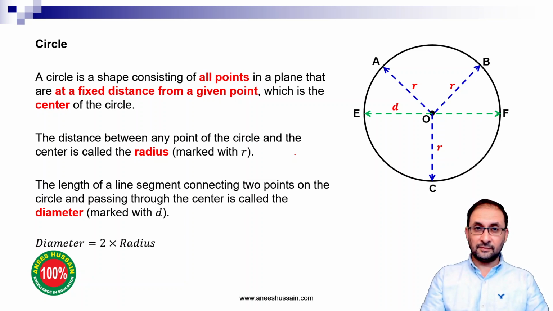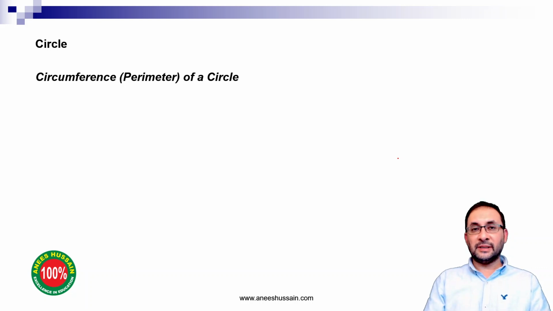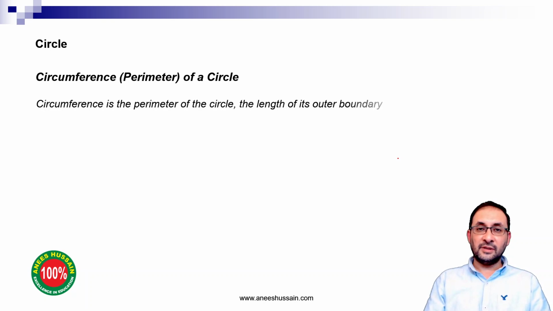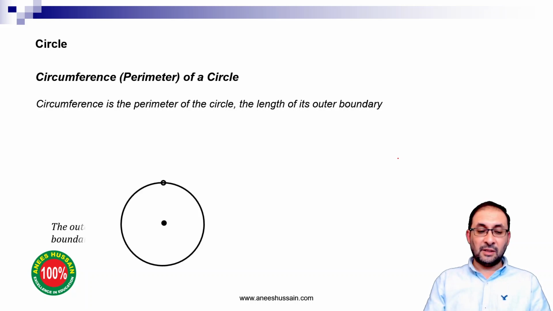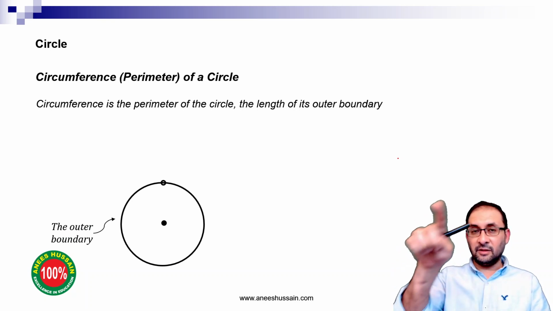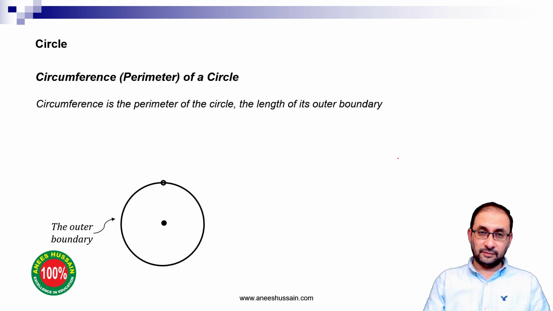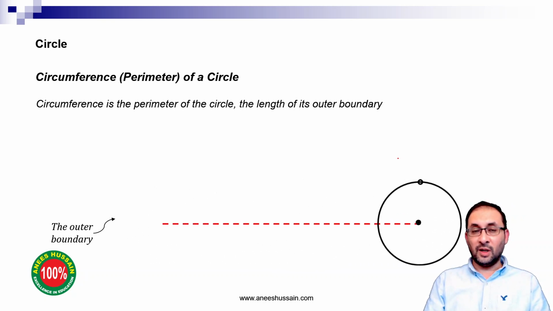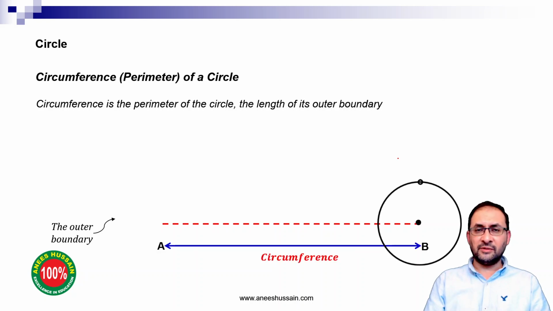We will now learn how to calculate the length of the circumference of the circle. Remember, the circumference is the perimeter, the length of the outer boundary of the circle. In this circle here, the outer boundary is the length of the boundary of the circle. If you want to figure out the length of the circumference, one way of doing this is to make the circle complete one revolution and measure the distance traveled by the center or by any point on the circumference of the circle.